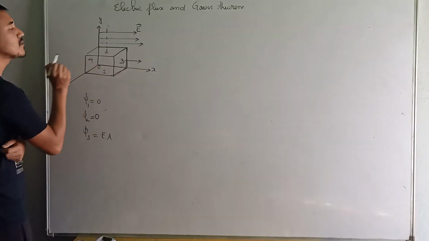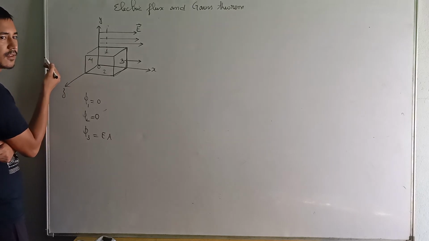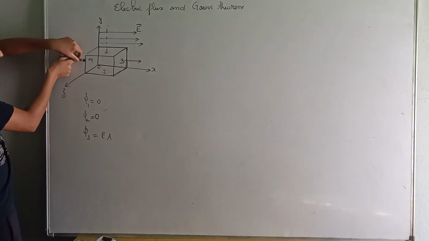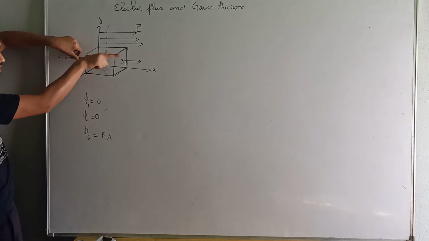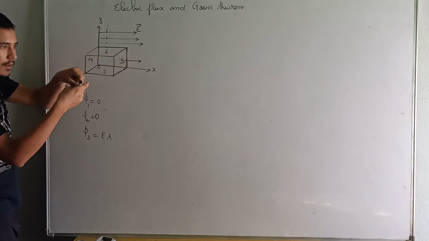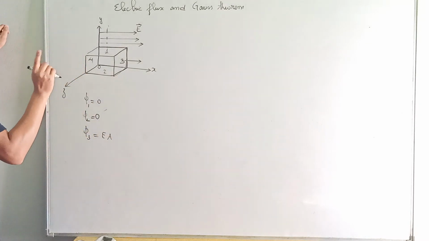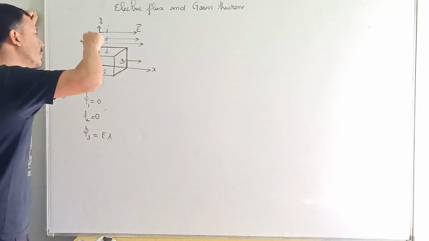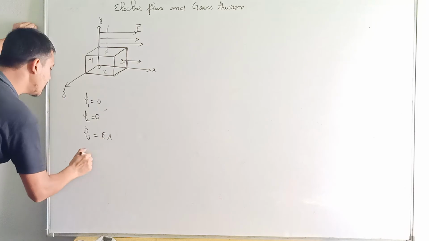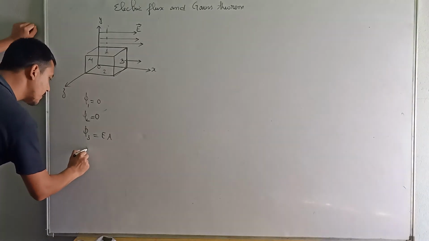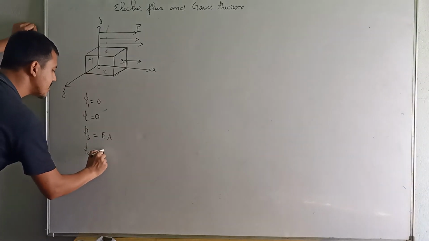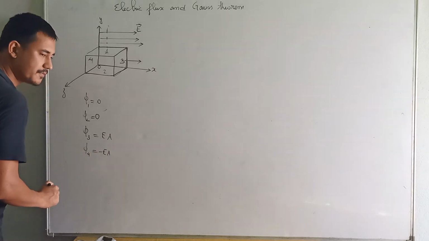What will be for face 4? For face 4, the area will be in this direction. Electric field is in this direction, okay? Both are going away from each other. That means the angle will be 180 degrees. Cos of 180 degrees is -1. So this will be minus EA, correct?